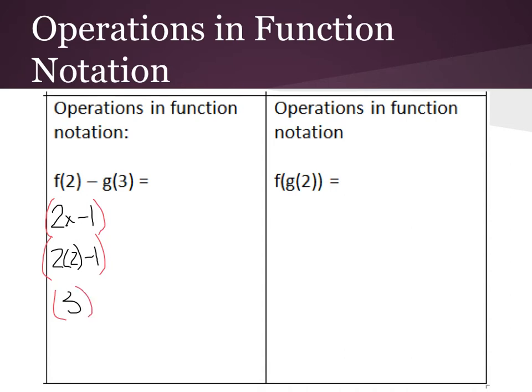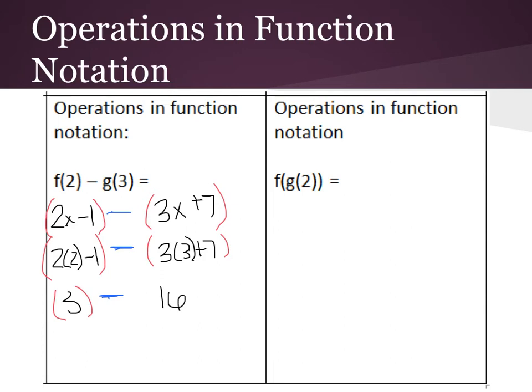Now, our second function, we're going to be subtracting this from our function f of x. Our second function, g of 3, our function value was 3x plus 7. We're going to plug in 3 for our function 3x plus 7. So we would have 3 times 3 plus 7. 3 times 3 is 9. 9 plus 7 is 16.